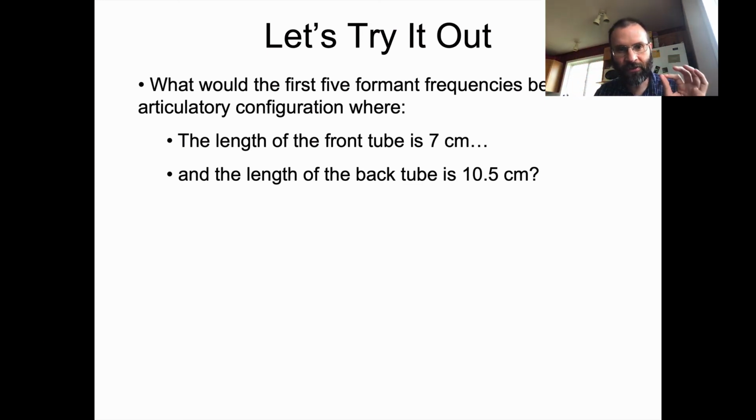We're going to make a constriction somewhere in the tube. We're actually going to make it relatively close to the front. So the length of the front tube is going to be 7 centimeters. That would mean that the length of the back tube has to be 10.5 centimeters, right? They both have to add up to 17.5. So I'll walk you through the math.